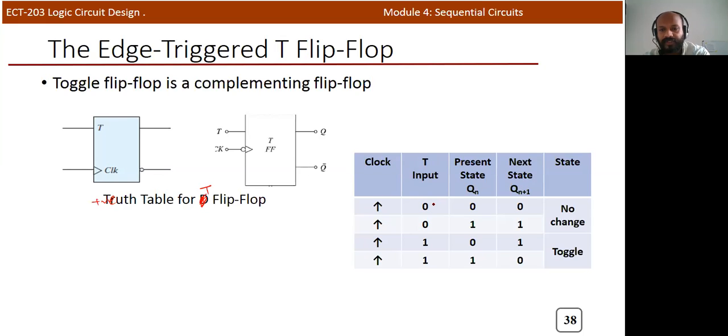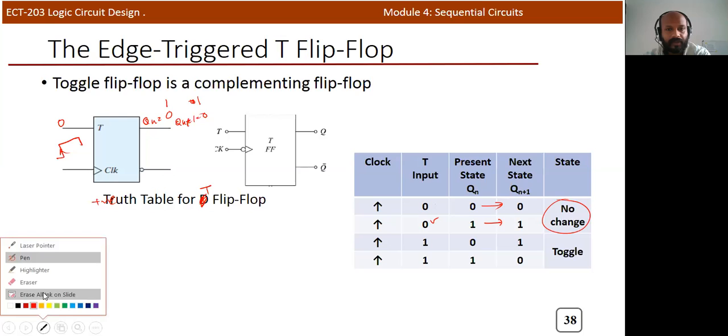For example, the T input is 0, and there is a positive edge triggered clock, and the present state of this system is initially 0. Then after applying the clock pulse, you are getting exactly the same thing: Qn plus 1 is equal to 0 itself. Now I can consider another possibility. The T input is 1 and Qn is equal to 1, then Qn plus 1 state is also 1. Means there is no change. If it is 0, it's 0. If it is 1, 1. So this condition is known as no change. Now we'll consider the other possibility.